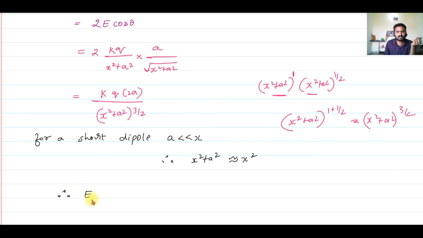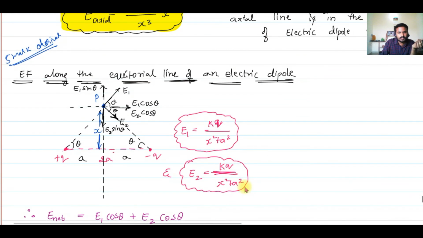The resultant electrical field along the equatorial line is k into p. Q into 2a is p, divided by x square whole power 3 by 2. Now this x square whole power 3 by 2 will go inside the bracket. That means it will get multiplied with this power 2. So 2 into 3 by 2 is 3. So I can write it as pk divided by x cube. And that will be in which direction? It is to the right.